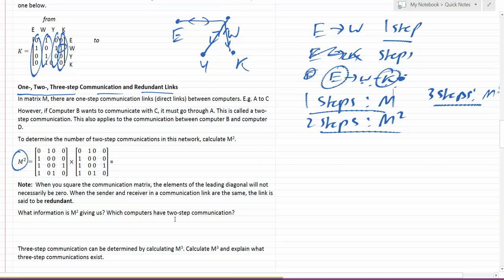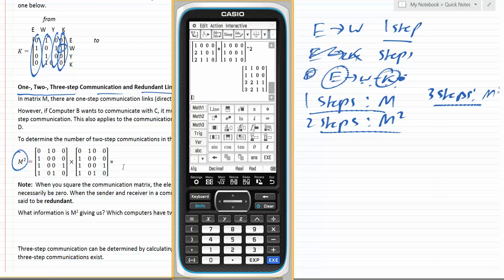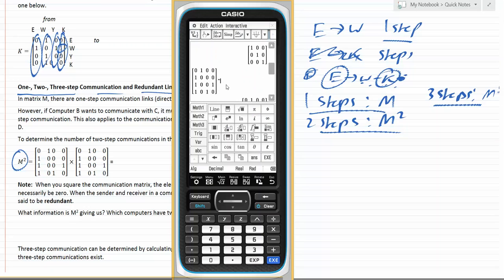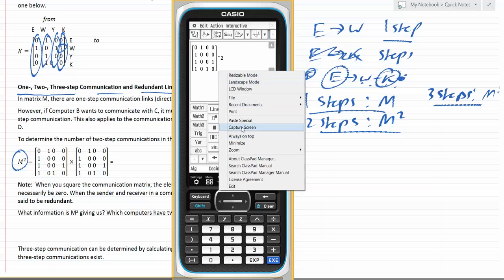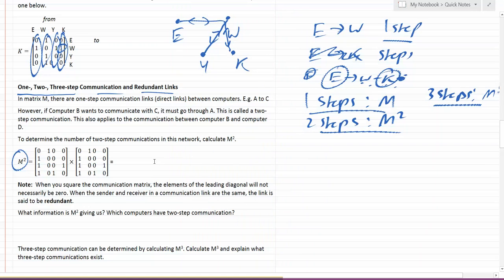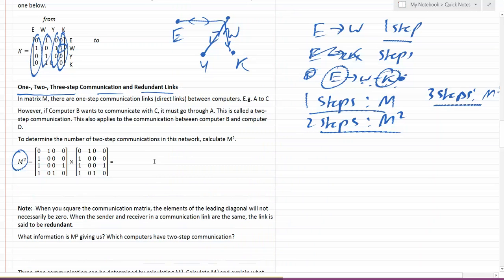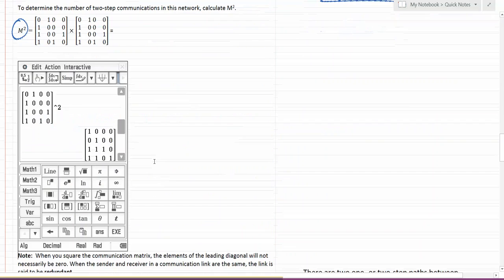So it's basically squaring the matrix. Remember from the previous chapter, squaring the matrix means I'm purely squaring the matrix. Okay, so if I square the matrix, I get this value. I'm going to screenshot this so you get a reference as to how I did it. So if I square the matrix, I get this matrix.